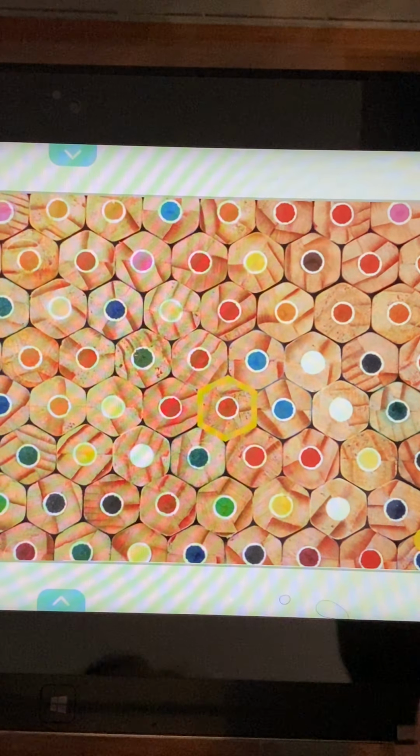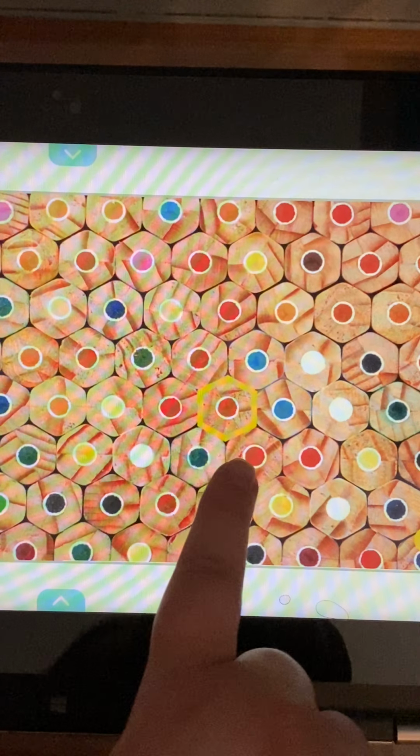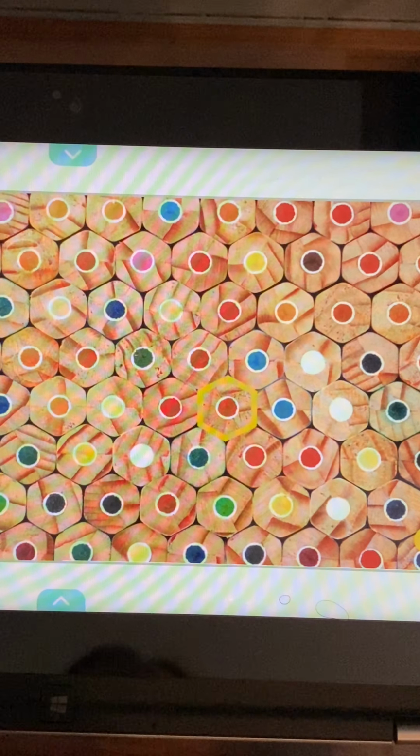Let's look. Oh, there it is. There's 1, 2, 3, 4, 5, 6 sides again. So we know hexagons are the shape of pencils too.